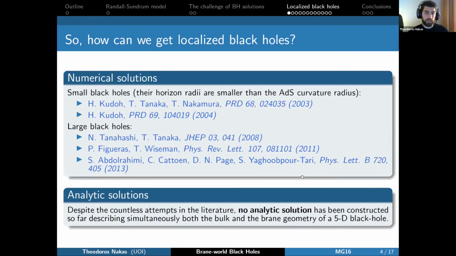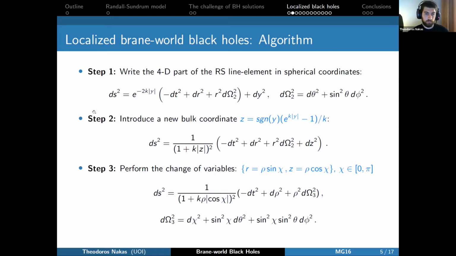So, how can we get localized black holes? To answer this question, one can work numerically or analytically. In the literature, there are various numerical solutions, but despite the countless attempts, no analytic solution has been constructed so far describing simultaneously both the bulk and the brane geometry of a five-dimensional black hole. In what follows, I will talk about how we can construct from first principles the geometry of a five-dimensional black hole, which reduces to a Schwarzschild solution on the brane. The algorithm is the following. In step one, we write the four-dimensional part of the RS line element in spherical coordinates.